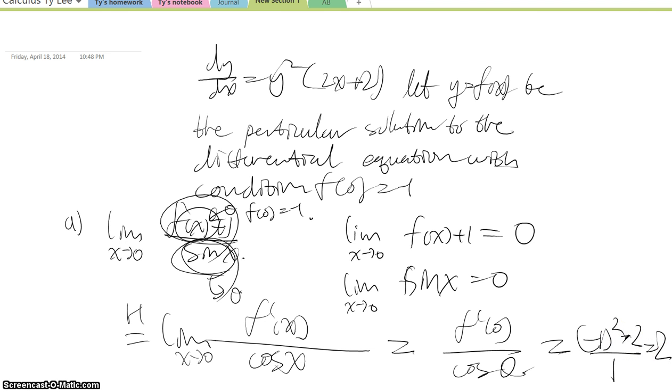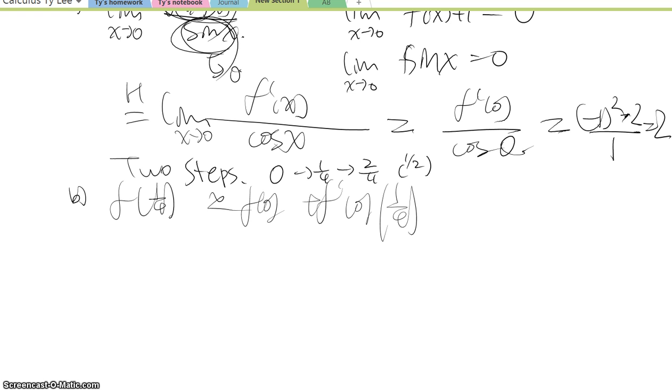Alright, that was for A. Okay, part B asked me to use Euler's method to get the f value for x equals 1/2. And it wants me to use 2 steps, which means equal step size of 1/4 twice.